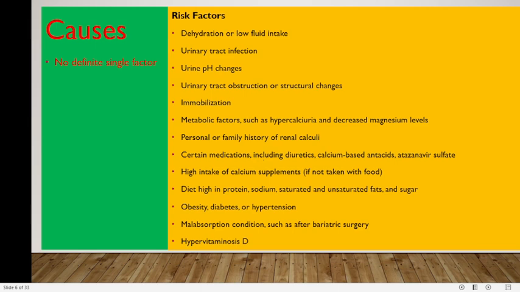Certain medications, especially the diuretics, calcium-based antacids, and indinavir sulfate, predispose one to these calculi. We have high intake of calcium supplements if not taken with food. Diet high in protein, sodium, saturated and unsaturated fats and sugar, obesity, diabetes or hypertension, malabsorption conditions such as after bariatric surgery, or hypervitaminosis D. Okay.